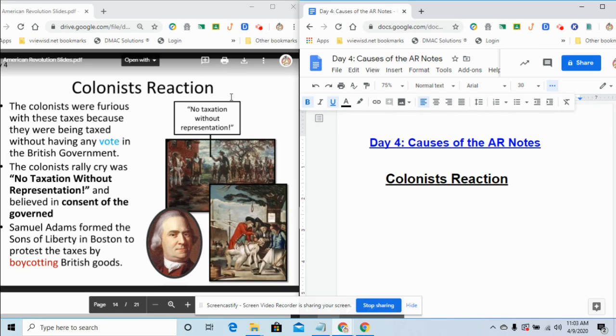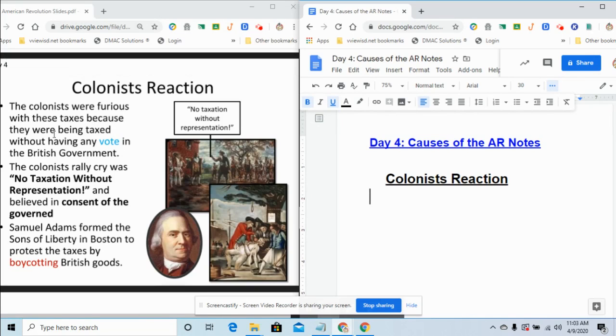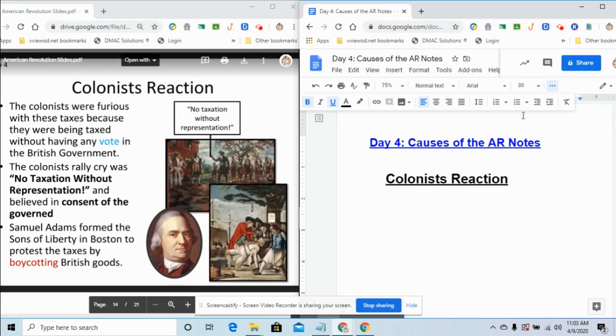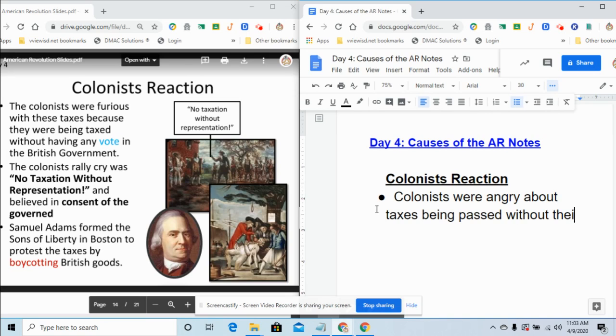So let's take a look at our slide here. The colonists were furious with these taxes because they were being taxed without having any vote in the British government. So real quick, all we have to type is colonists were angry or furious about taxes being passed without their permission.